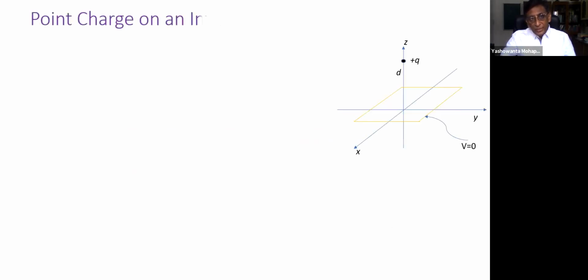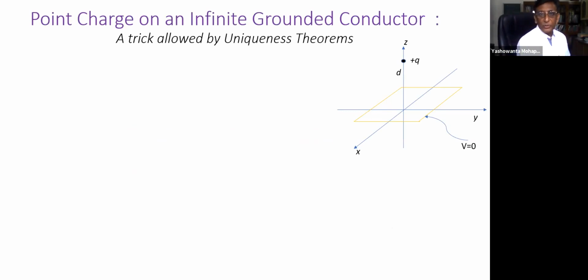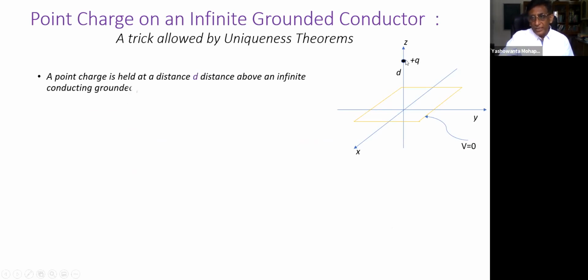So let's start with the point charge on an infinite grounded conductor. And as I say, it's a trick allowed by uniqueness theorems. Okay, so let's set up the problem. A point charge is held at a distance d from the infinite plane. I have shown it not only as a plane, but it's actually an infinite plane. So this sort of divides the world into upper half and lower half. The lower half is shielded from anything because this is a grounded conducting plane.